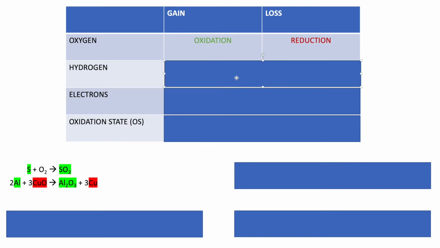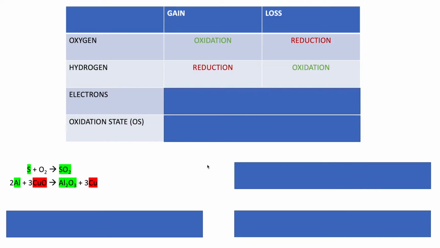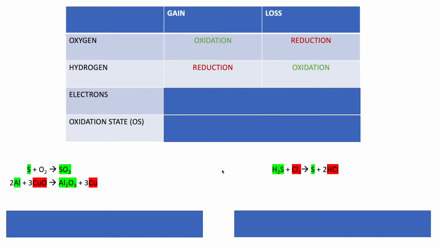Okay, next will be loss or gain of hydrogen. Oxidation, when a substance loses hydrogen. Reduction, when a substance gains hydrogen. So in this example, sulfur loses hydrogen, it is said to have been oxidized. And in this example, chlorine gains hydrogen, it is said to have been reduced.